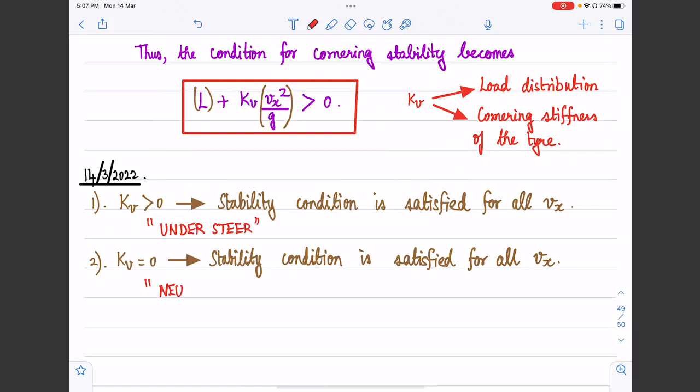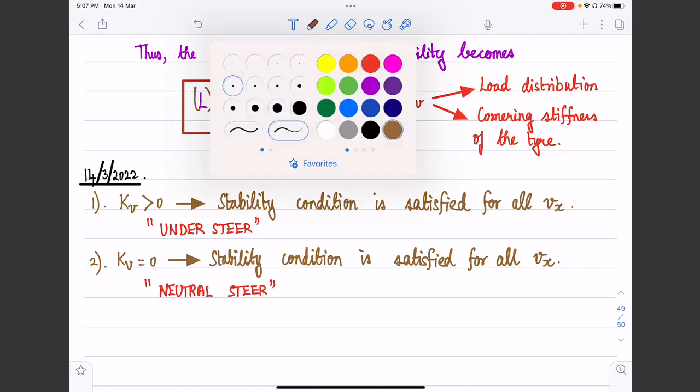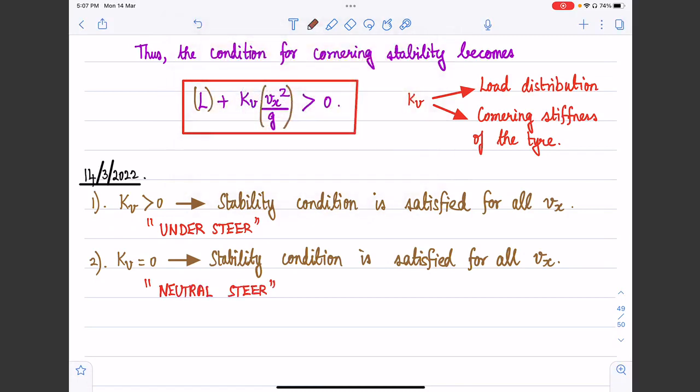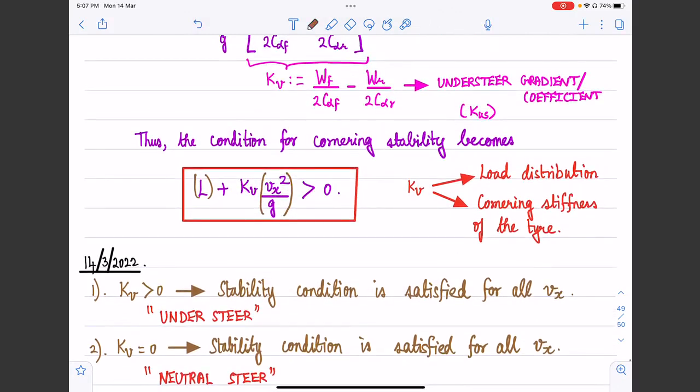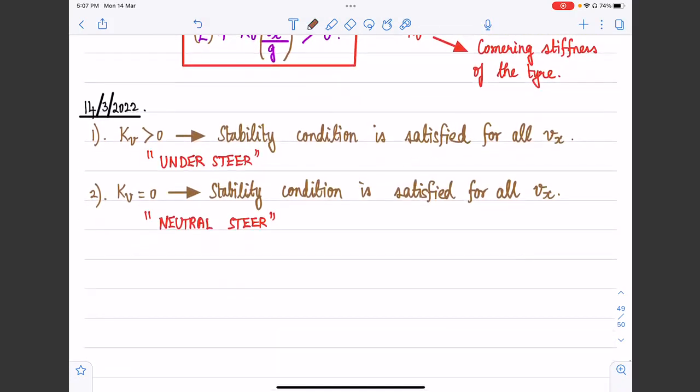corresponds to the vehicle being in a state of neutral steer. In neutral steer, the load distribution and the cornering stiffness of the tires are such that the understeer gradient, or the understeer coefficient, which is WF by 2C alpha F minus WR by 2C alpha R, is exactly 0. Essentially, that is what is called a neutrally steered vehicle, or the vehicle is said to be in a state of neutral steer under this condition.